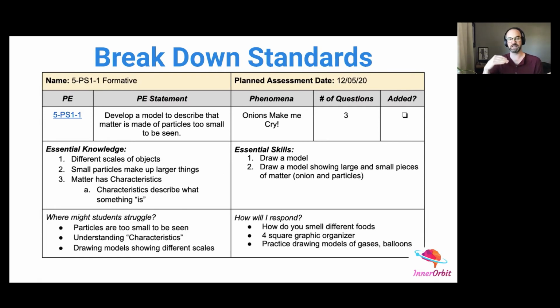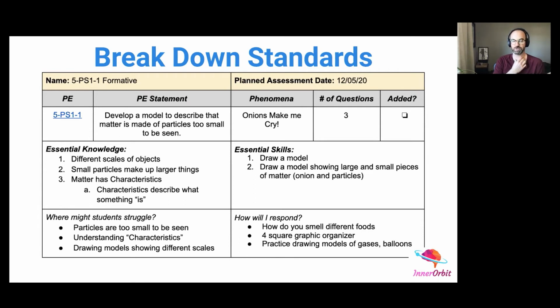And then at the very, very end, we want to identify where students might struggle. This will help us not just with our formative assessments, but with the smaller little exit slips and do-nows or warm-ups, checks for understanding that we have throughout. I know that students will struggle with the idea that particles are too small to be seen. It's a really abstract concept.